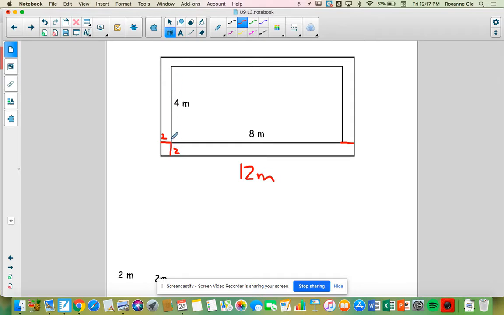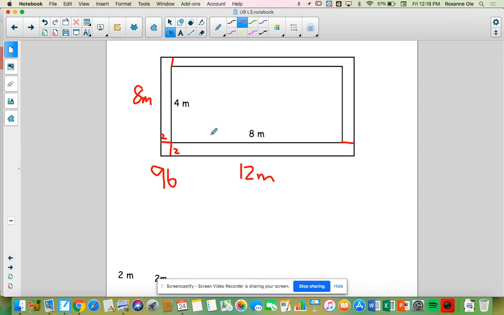Now, what's the width? Well, the inside line is 4, and we know this is going to be another 2. Now, obviously, this is not to scale, but that's okay. 4 plus 2 plus another 2 here is going to give us what? 8 meters. Now, if we figure out the outside, it can give us something to start with. So 8 times 12 is 96, okay?